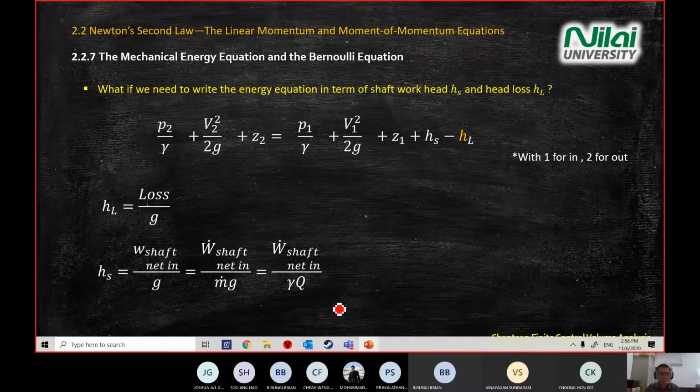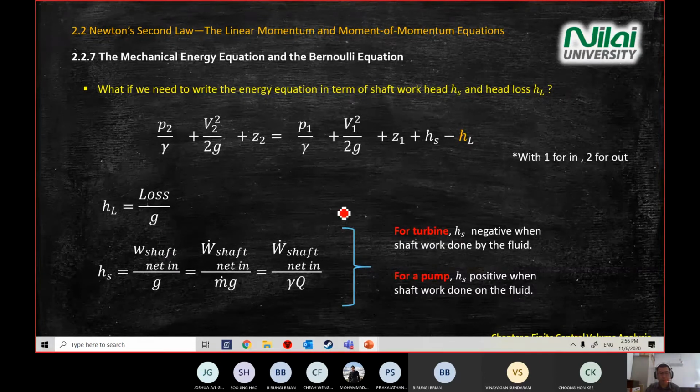This is just a mathematical relationship for how you transform from small w into w dot, which is power in this form, and this one back into terms of specific weight. All of these are just mathematical relationships.